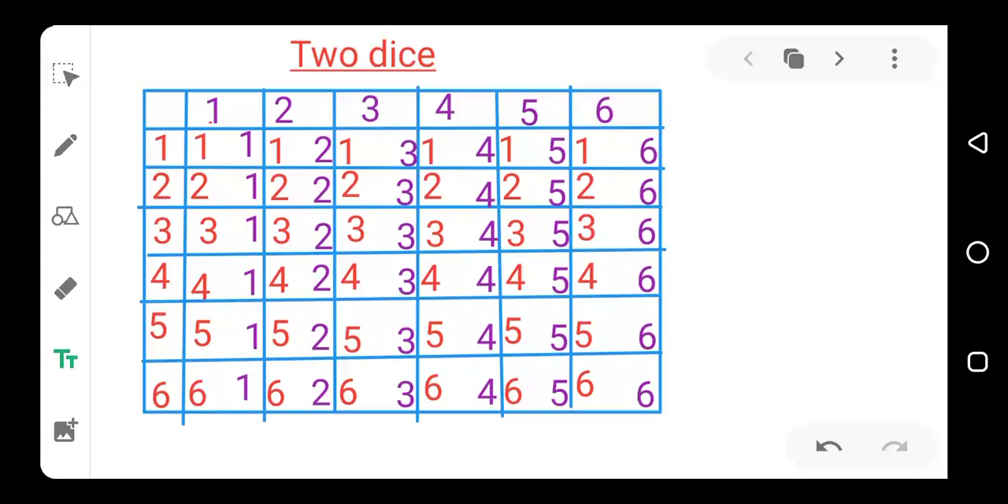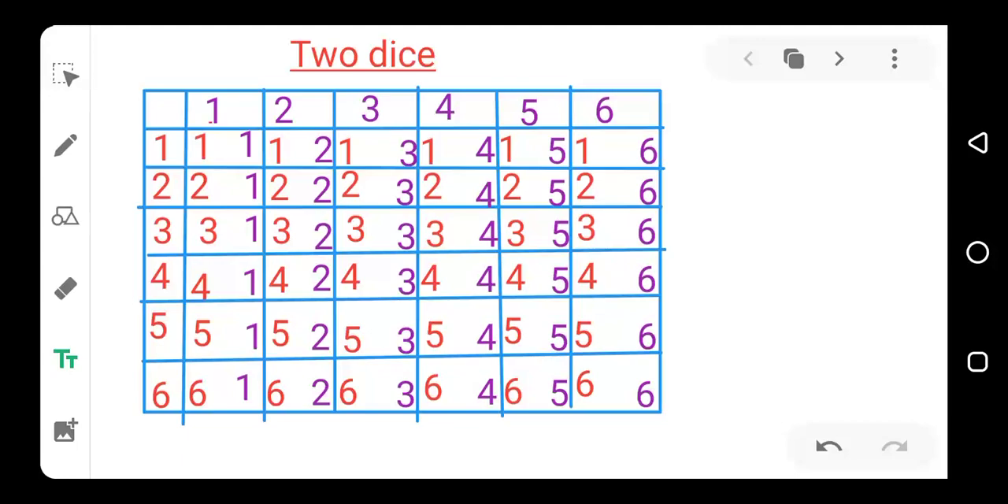We want to learn how to determine the probability when a die is rolled or when two dice or multiple dice are rolled. Now, the first thing to do, like we explained in the previous lessons, is to draw the probability table. And this is how the probability table looks when two dice are rolled.